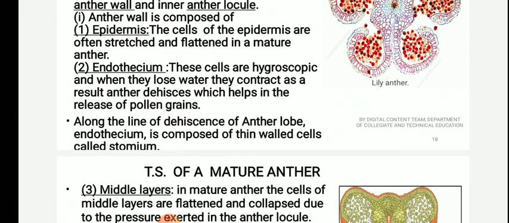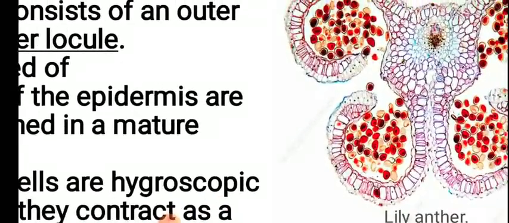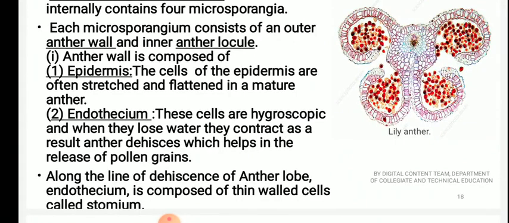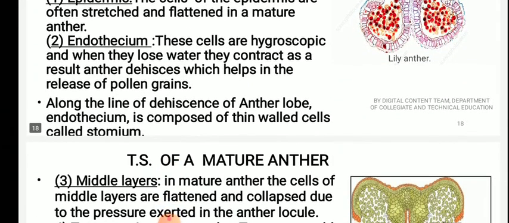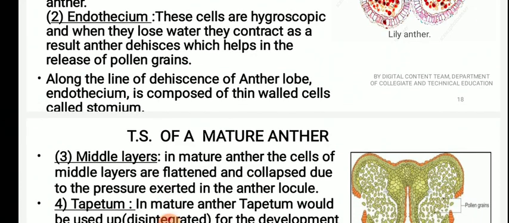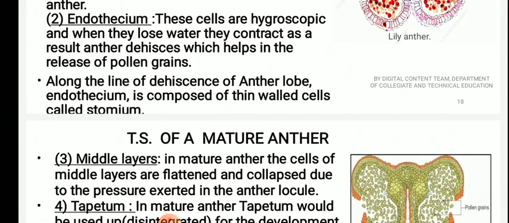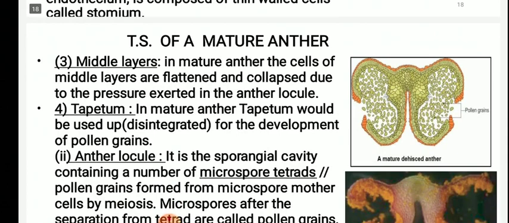The endothecium cells are hygroscopic, and when they lose water, they contract, as a result of which the anther dehisces, and the endothecium helps in the release of pollen grains. So endothecium cells are very important. They have the fibrous bands which are hygroscopic. When they lose water, they contract and they release the pollen grain. So in the mature anther, endothecium helps in the breakage of the anther. Along the line of dehiscence of the anther lobe, the endothecium is composed of thin walled cells called stomium, which helps in anther dehiscence.